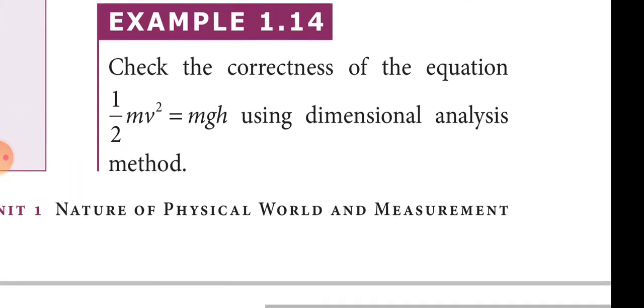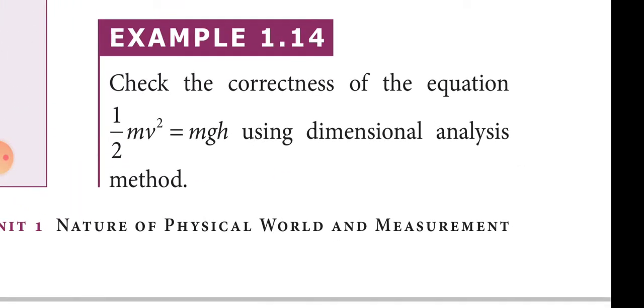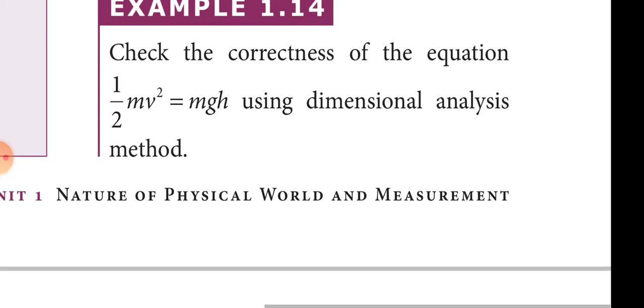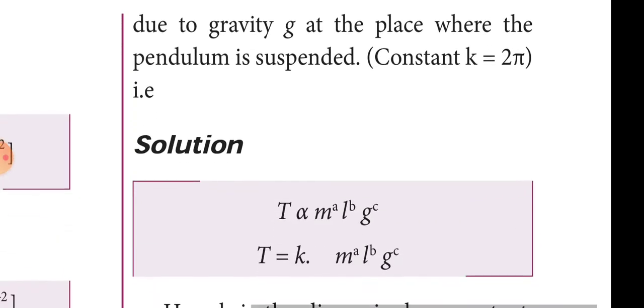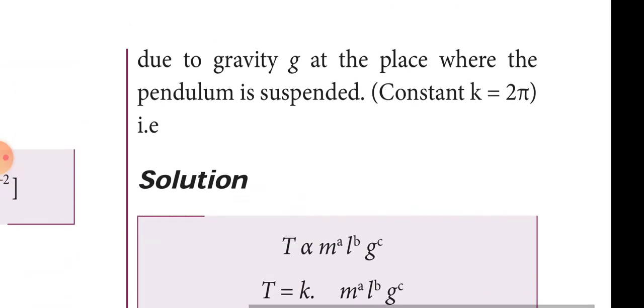In example 1.14, the second point of dimensional analysis is used. Check the correctness of the equation mv squared equals mgh by using dimensional analysis. We know the dimensions of mass, velocity, acceleration due to gravity and height. So apply the values of the given equation and substitute. If the left hand side and right hand side are both the same, the equation will be dimensionally correct. And finally, this is the most important question.